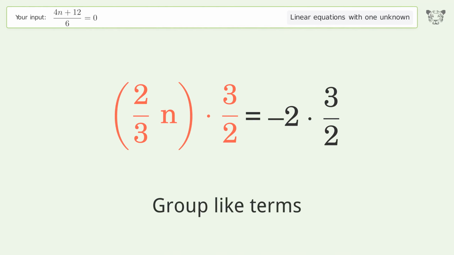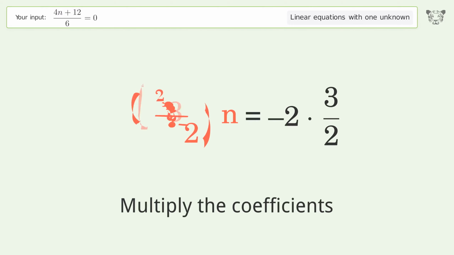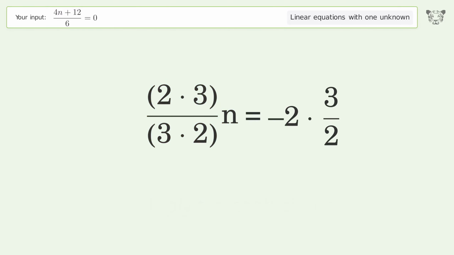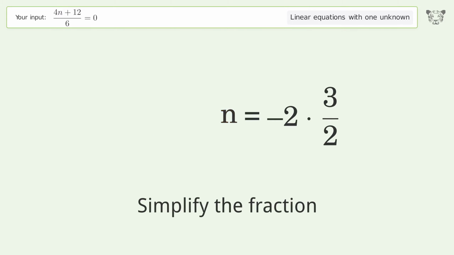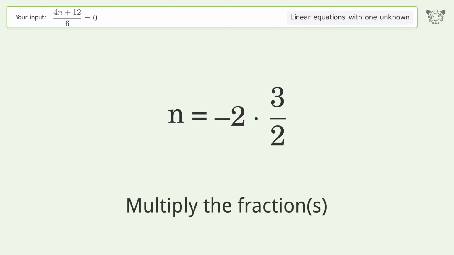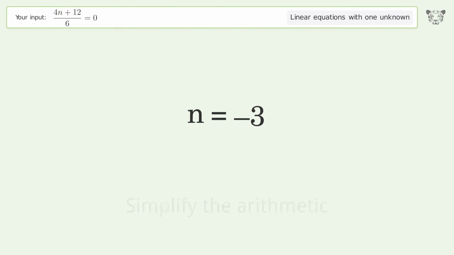Group like terms. Multiply the coefficients. Simplify the fraction. Multiply the fractions. Simplify the arithmetic. And so the final result is n equals -3.